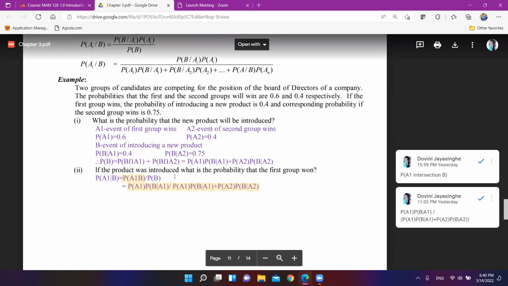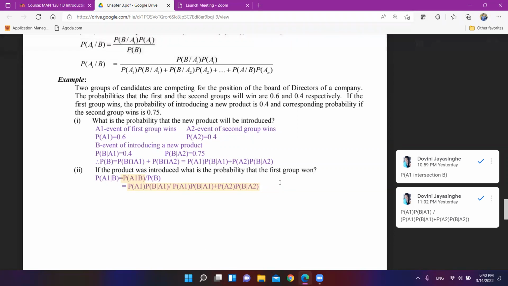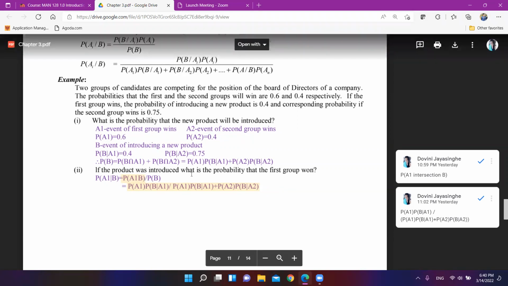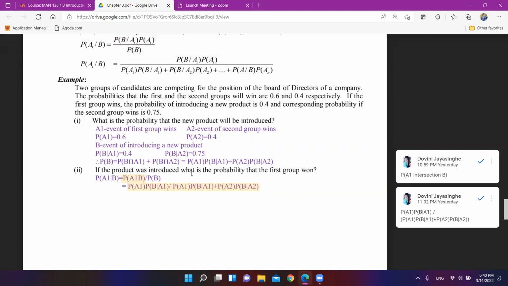If the product was introduced, what is the probability that the first group won? ඔන්න දැන් අනිත් පැත්තට මේක අහනවා. Product එක introduce වෙලා නම් අපි දන්නේ අනිවාර්යෙන් product එක introduce වෙන්න නම් ඔය groups දෙකෙන් එකක් දිනන්න ඕනේ. මොකද ඔය groups දෙකේ කවුරු හරිනේ product එක launch කරන්නේ. Right, now they are asking the reverse probability. We have to make use of the Bayes theorem now. Right, if the product is launched somehow, what is the probability that the first group has won?